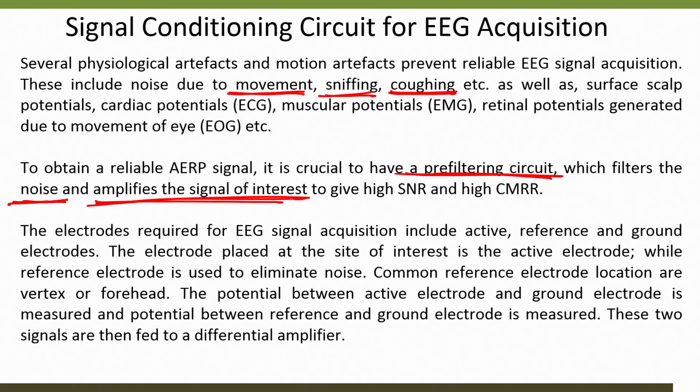Okay. So, the electrodes required for EEG signal acquisition include active, reference and ground electrode. The electrode placed at the site of interest is the active electrode, while the reference electrode is used to eliminate any noise, right. Reference electrode is used for eliminating noise. Common reference electrode locations are either on the vertex or on the forehead. The potential between active electrode and ground electrode is measured, and the potential difference between reference and ground electrode is measured. These two signals are then fed to the differential amplifier.